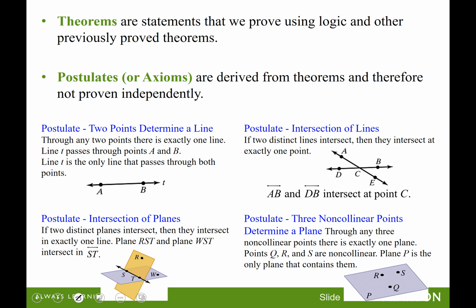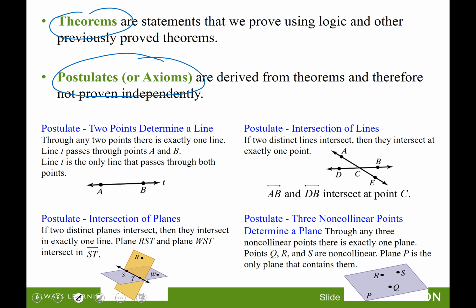Okay, theorems are statements that we prove using logic and other previously proved theorems. Postulates are a little different than theorems. Postulates or axioms are derived from theorems and therefore not proven independently. We're going to be using different theorems, different postulates or axioms in our proofs. So as we list the different postulates and theorems, maybe find one common place that you can write them all down for quick reference, or if you're good about referring back to your notes, that will help as well.